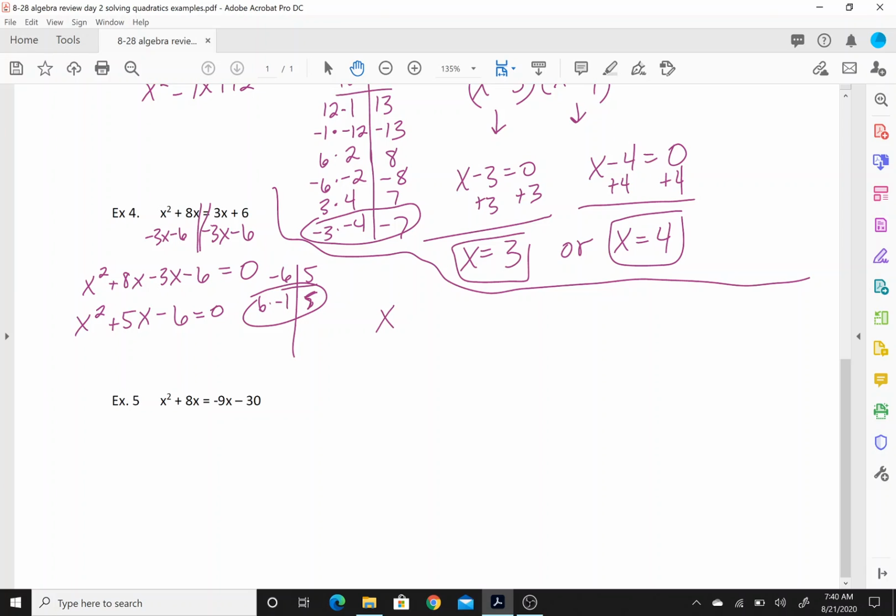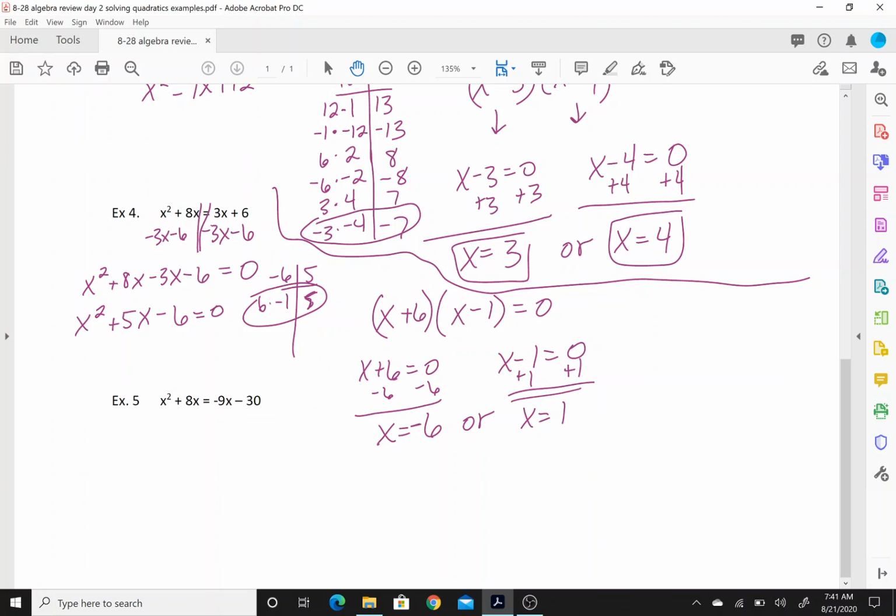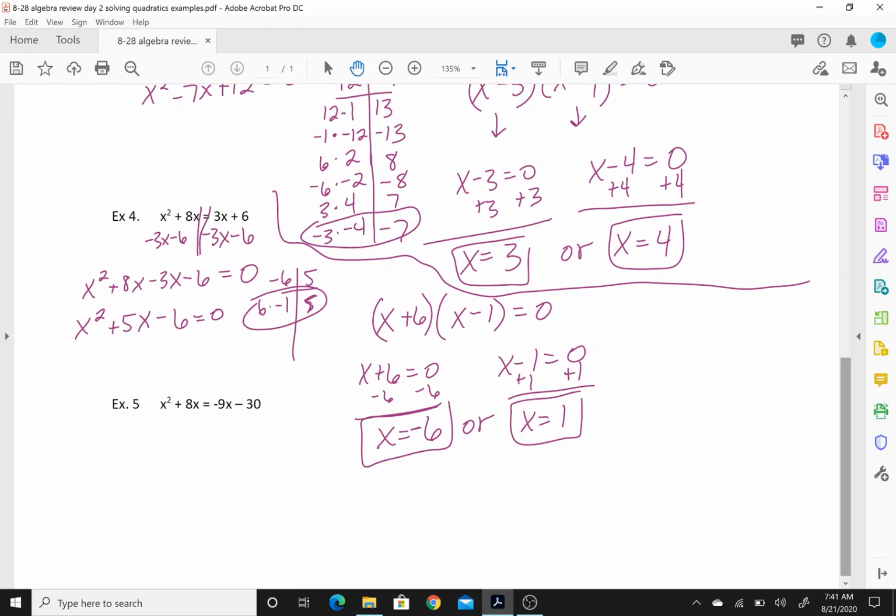So now I have x plus 6 and then x minus 1. So x plus 6 equals 0, and x minus 1 equals 0. Well, when I solve this one here, I'm going to get x is equal to negative 6, or x equals 1. And those are my two roots. All right, last one.